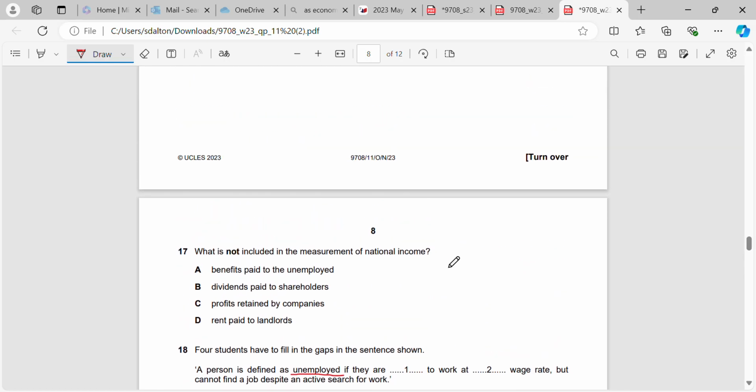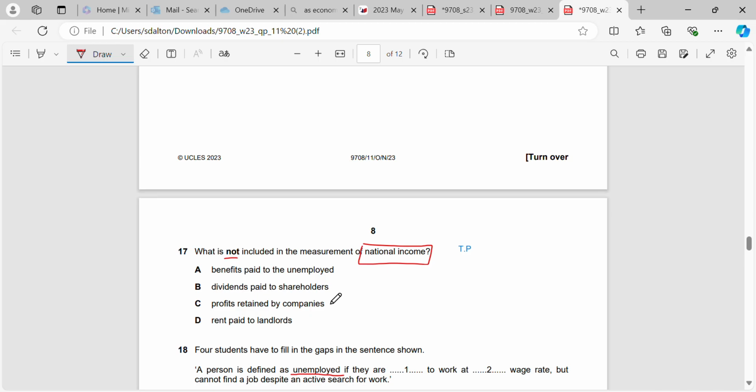Okay, 17. What is not included in the measurement of national income? So again, what's national income? It's the money that we're receiving essentially, right? But the thing about national income is that anything that's classified as a TP, or a transfer payment, is not included in that national income.